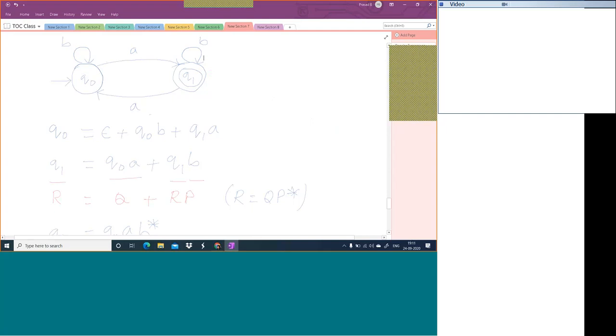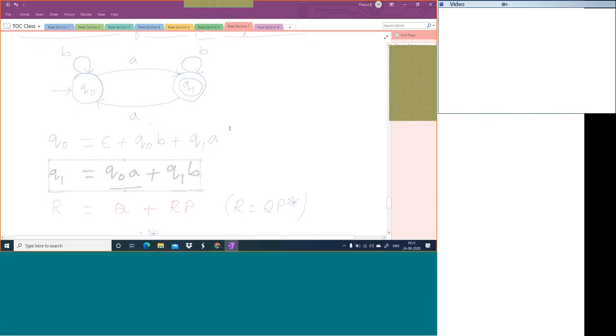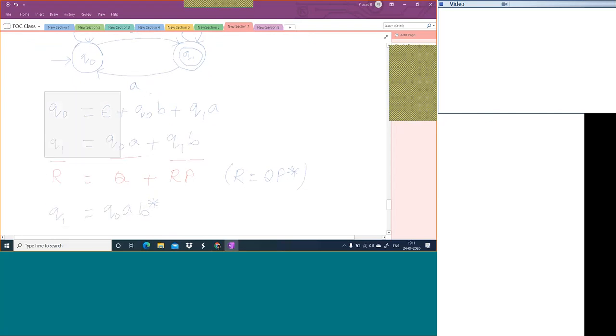So I repeat guys, before constructing the regular expression for the given diagram, you must write the equations for every state. This is q0, that is epsilon plus q0 b plus q1 a, and for q1, that is q0 a plus q1 b. Now we have the equations for every state, and the final state is q1. So we must find the expression for the final state q1 in terms of a and b only. Of course, we have the equation for q1, but it is in terms of q0 and q1. We must eliminate this.